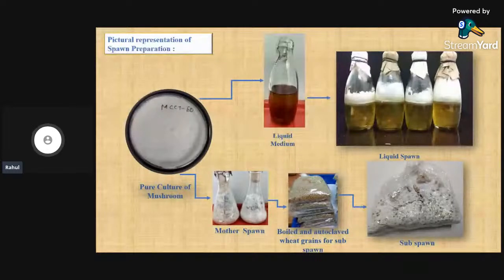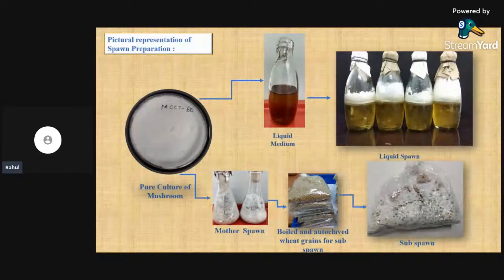So for the spawn preparation, we use two types of substrate. One is liquid substrate and another is solid grain substrate. For the liquid substrate, we use potato juice and add some amount of glucose in it. For the solid substrate, we use wheat grain. There are different kinds of grain we can use, like rice, corn, etc.